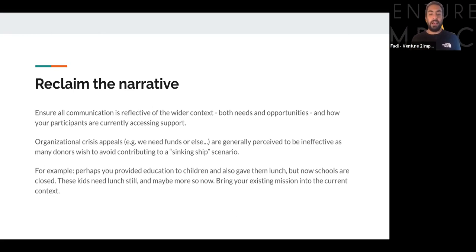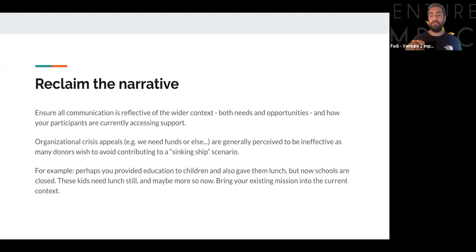So for example, maybe you provide education to children and you also give them lunch when they are with you at the school. But right now, schools are closed. But think about what you're doing. You're providing food to children who are food insecure because they come from a certain segment of the society where they are not getting enough meals or healthy food at their own homes anyway. And now these kids are home 24/7. So these kids need lunch still, and maybe now more than ever.